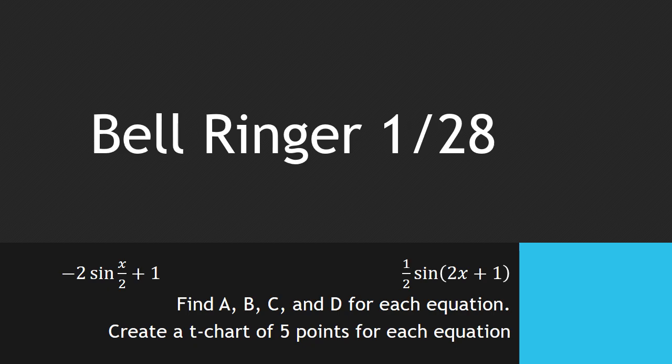We'll be going over this bell ringer tomorrow, so please write these down and attempt to do them, and then we'll grade them tomorrow to make sure that we're okay. Here's the formulas. I want you to find A, B, C, and D, and then create a T-chart for 5 points.